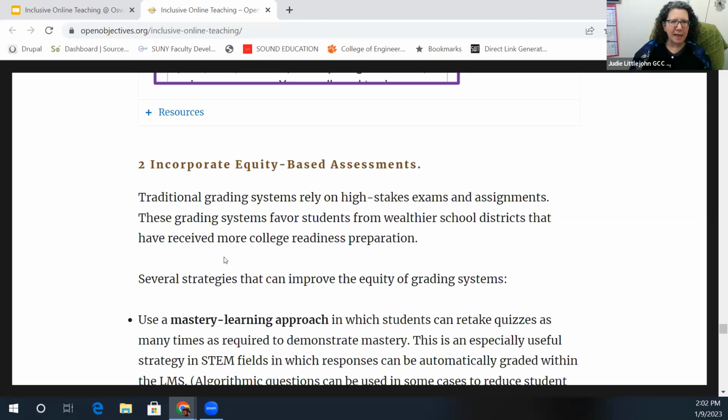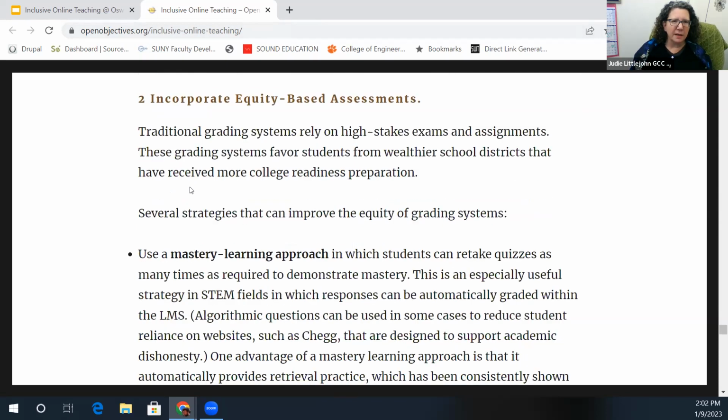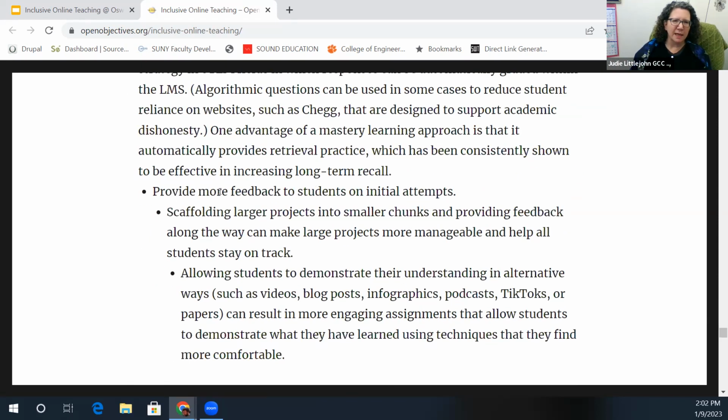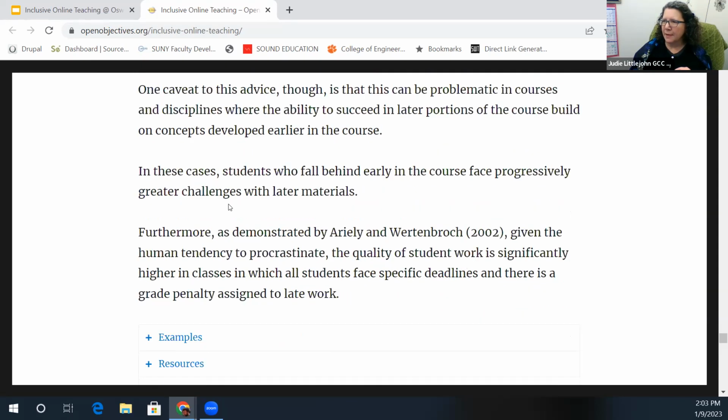And then incorporating equity-based assessments whenever you can, things like mastery learning, giving students that chance to practice without penalty before they have to move on to the high stakes assessment, I think is so important. Getting that feedback so they know what they can strengthen before they do that next assignment is so important. And yeah, I would say providing more feedback on their initial attempts, scaffolding things, and that's what our example is down below.